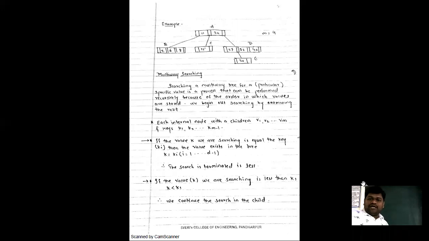Now the diagram is visible to all. Is it visible? Yes, sir. Okay. Now here, how many nodes are there? A, B, C, D, and E, right?